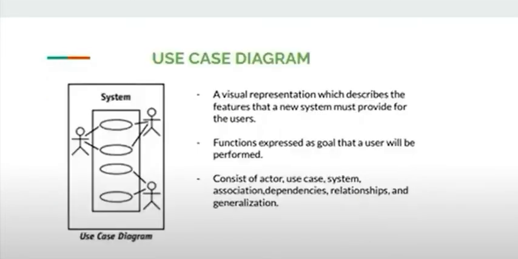Speaking of the use case diagram, this is a visual representation which describes the features that a new system must provide for the users. Functions are expressed as goals that a user will perform, and this consists of the following elements: the actor, use case, system, association, dependencies, relationship, and generalization. These are the elements that you need to understand and learn how to apply in order to come up with a more detailed use case model.